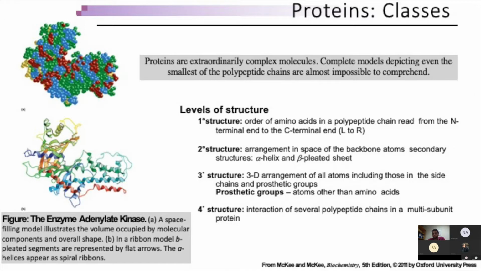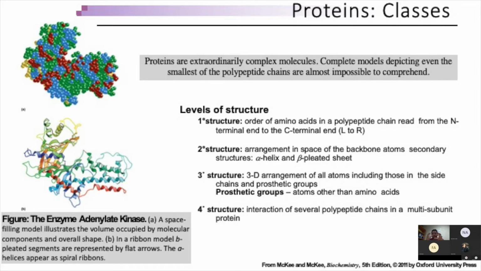Then comes the second structural level, where the carbon backbone of the primary polypeptide chain folds up to give rise to alpha helices or beta pleated sheets, and then further these alpha helices and beta pleated sheets fold around themselves to give rise to a three-dimensional arrangement of the protein side chains, and sometimes some prosthetic groups, which are other than the amino acids of the polypeptide, are required.